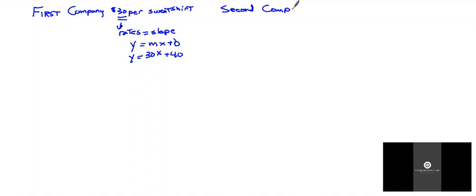Okay. The second company offers a similar scenario in that they offer a $75 logo design fee and $25 per shirt. So $25 per sweatshirt. And then their second company would be y equals 25x, and their logo fee was $75. Okay, so this is the first company's.